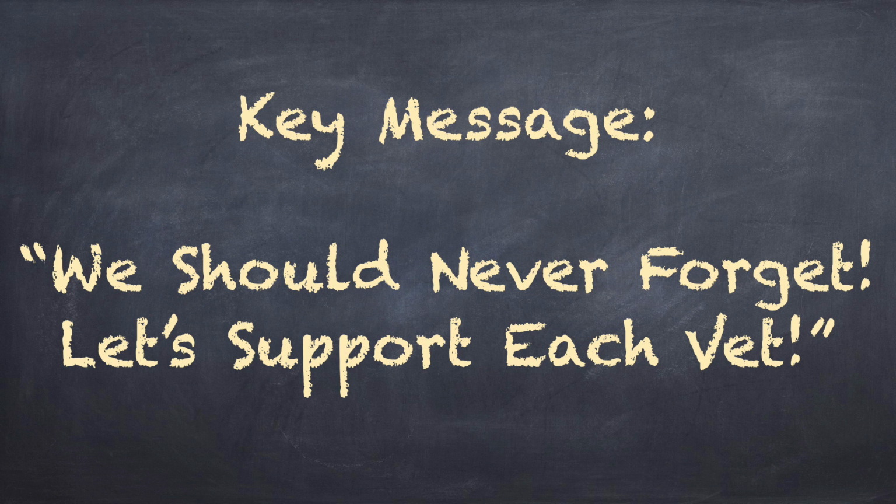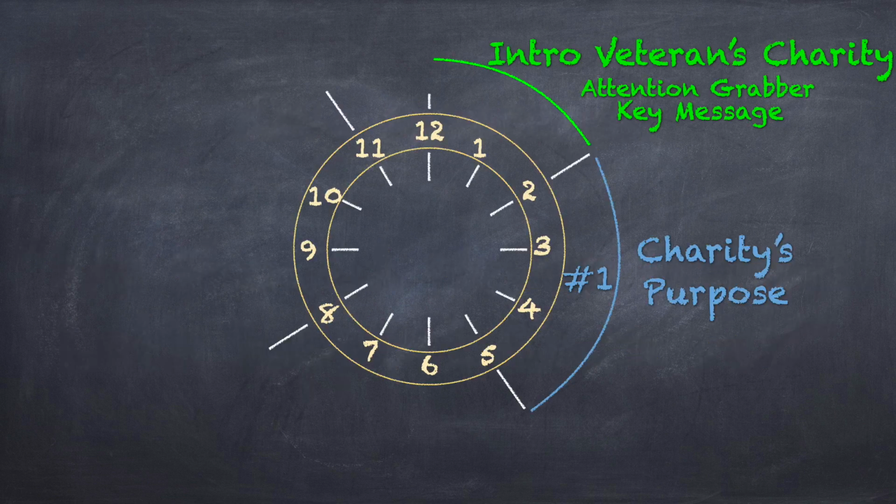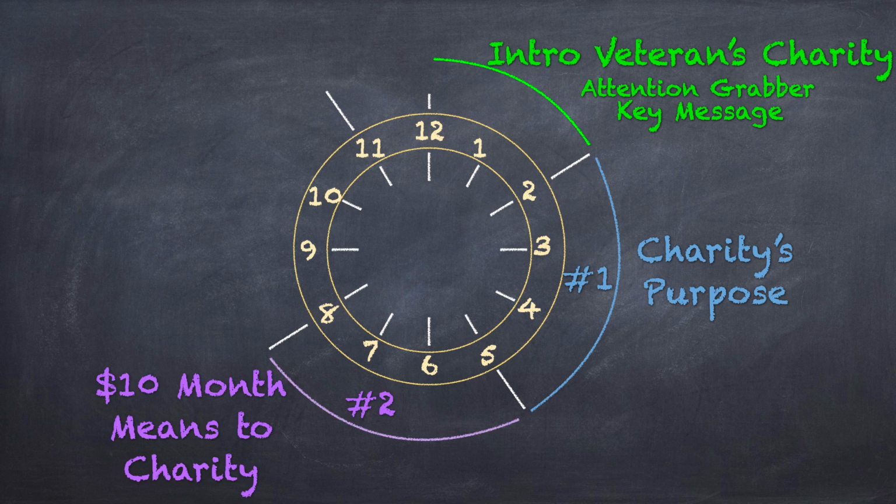The first main idea is to talk about the charity's purpose. The second main idea is to talk about how $10 a month can help support a vet. And the third main idea is, what does $10 mean to you? If you were to donate $10 a month, what does that $10 mean to you? What would you have to give up? So those are the three main ideas. And then you would have a conclusion that would sum it all up. All right?